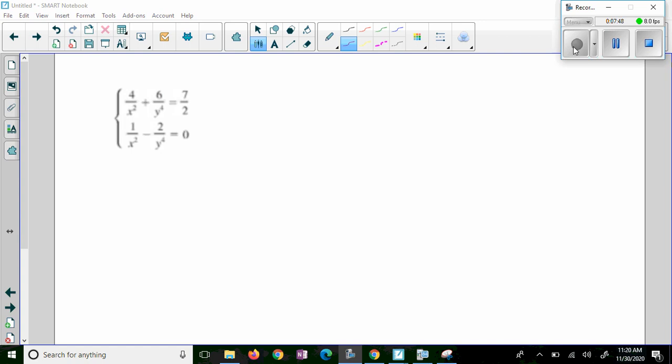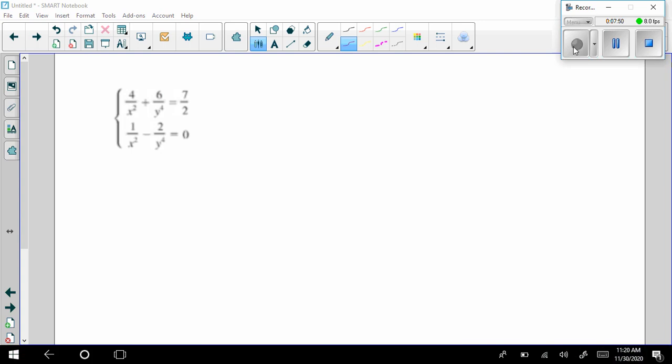So again, this one I already did most of in the notes, but just to kind of finish it off, I would multiply the bottom here by either 4 or 3. It doesn't matter. You can eliminate the x's or the y's. So I did 3 because they're already opposite signs. So I have 4 over x squared plus 6 over y to the 4th is equal to 7 over 2. And then down here I have 3 over x squared minus 6 over y to the 4th is equal to 0.